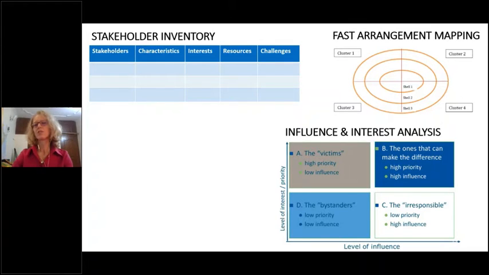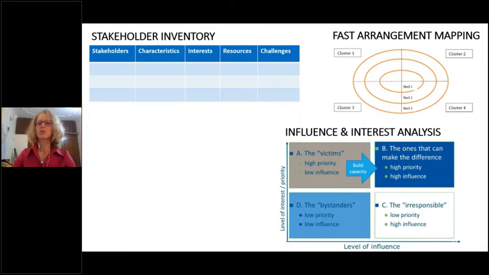And here it's interesting that there are different groups to be identified. The so-called victims in box A have high priority but low influence. So they are mostly directly affected by these water problems, but they have no power to change the situation. Whereas if you look at box C, you'll see what we can call the irresponsible actors, which actually have high influence. It's in their power to make changes, but they have currently a low priority for your issue. So the ones that can make a difference are in box B, that have a high priority for your issue already and also high influence.